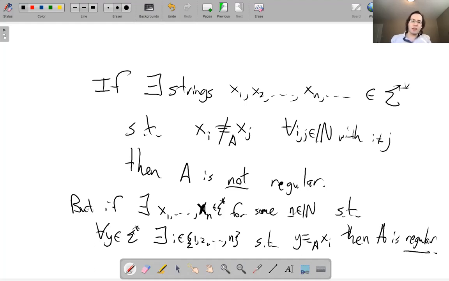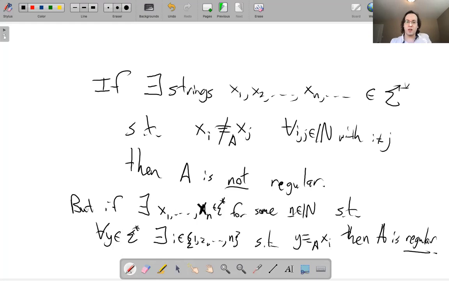So basically, if you can show there's only finitely many equivalence classes, so you can find finitely many strings such that any other string is equivalent to one of them, then A is regular. But if you can show that there's infinitely many equivalence classes, so if you can find infinitely many strings, no two of which are equivalent to each other, then A is not regular. So one of these two cases must hold: either there's finitely many equivalence classes or infinitely many. And the Myhill-Nerode theorem tells you that A is regular in one case and not regular in the other case. And so you can use this to show that the language is not regular.